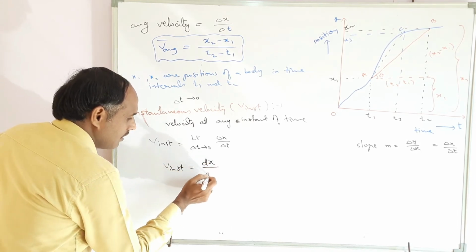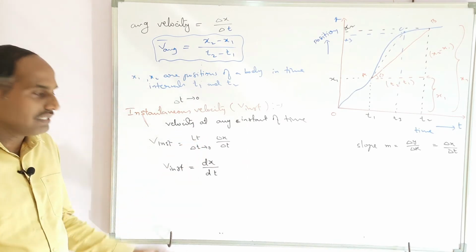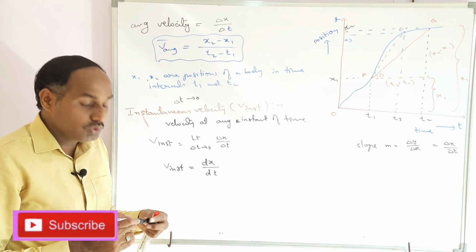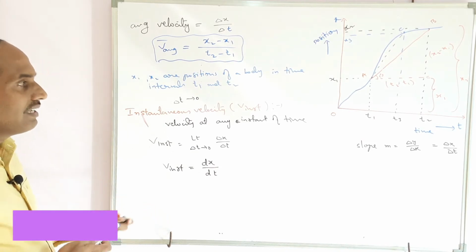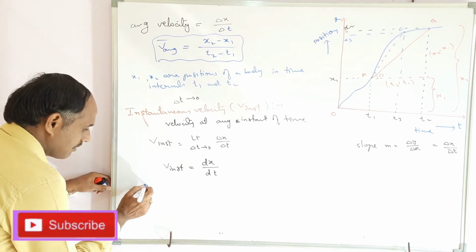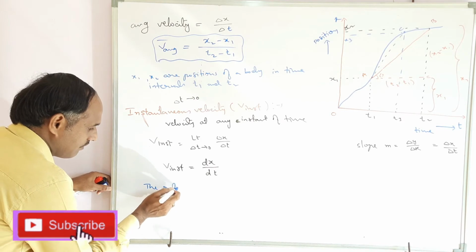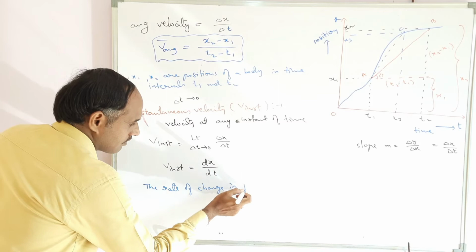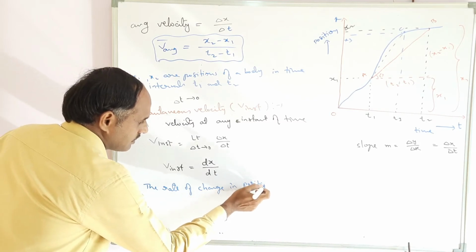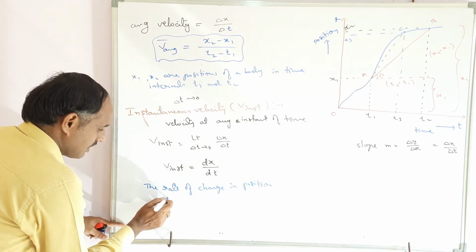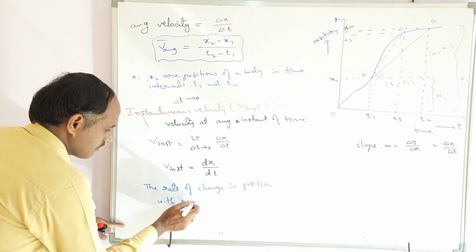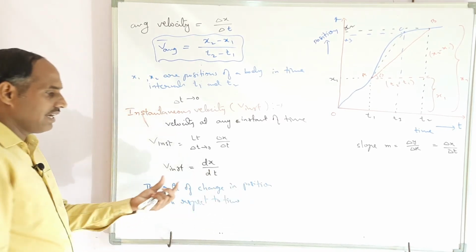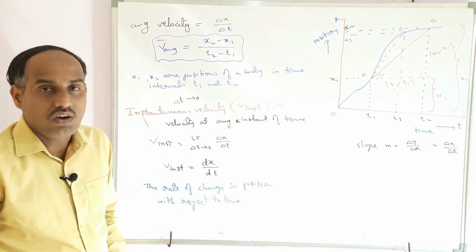Dx by dt. Here it is read as the rate of change of position with respect to time, which is defined as the instantaneous velocity. The rate of change in position with respect to time is defined as instantaneous velocity.